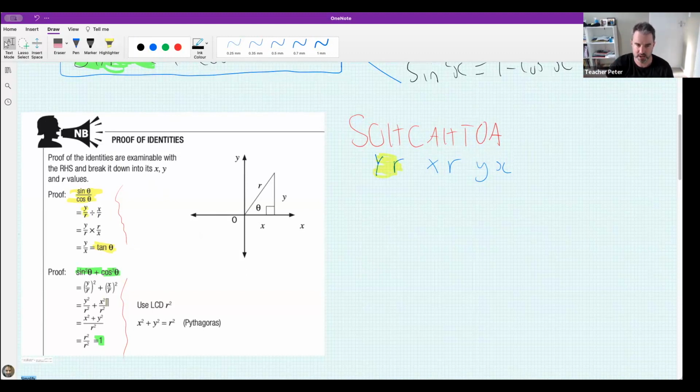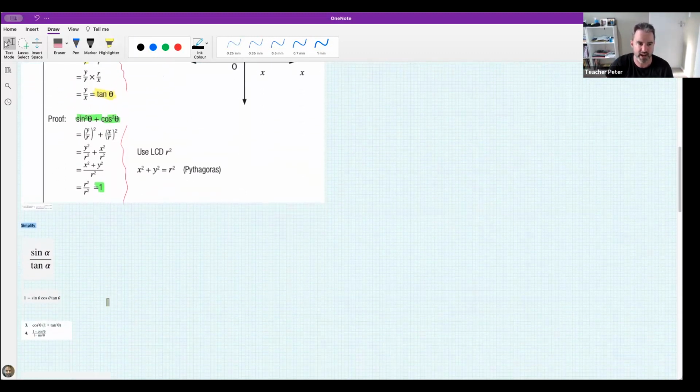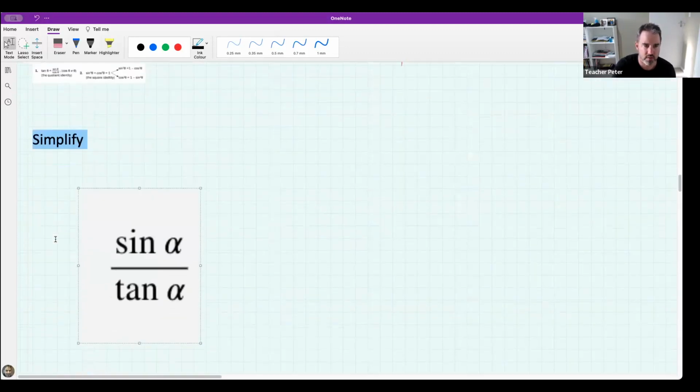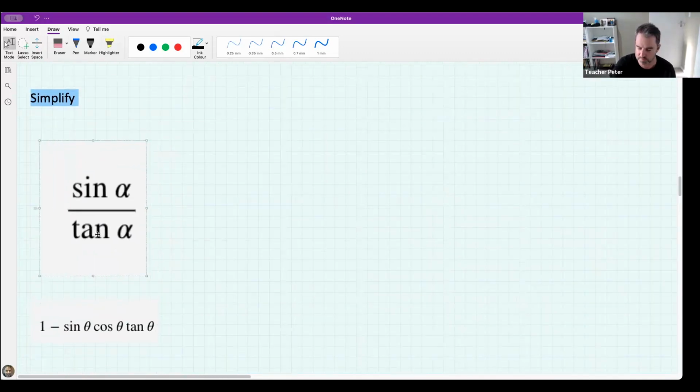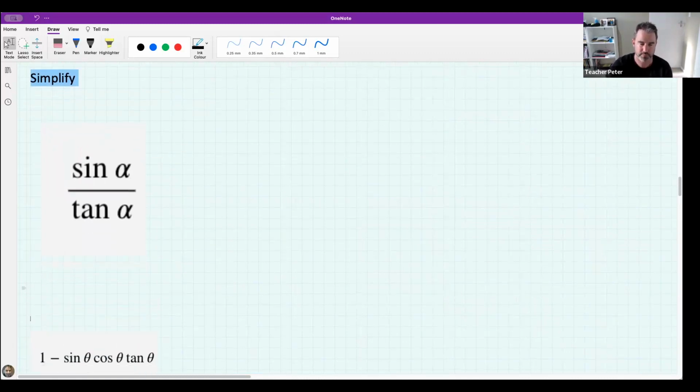Okay, so now let's go to actually using them. The key word is, let me write this here. Let me zoom in. The key word is to simplify. You will often be given a bunch of trig identities and you have to simplify. Now, I'm going to start with this one. I need to make this simpler.